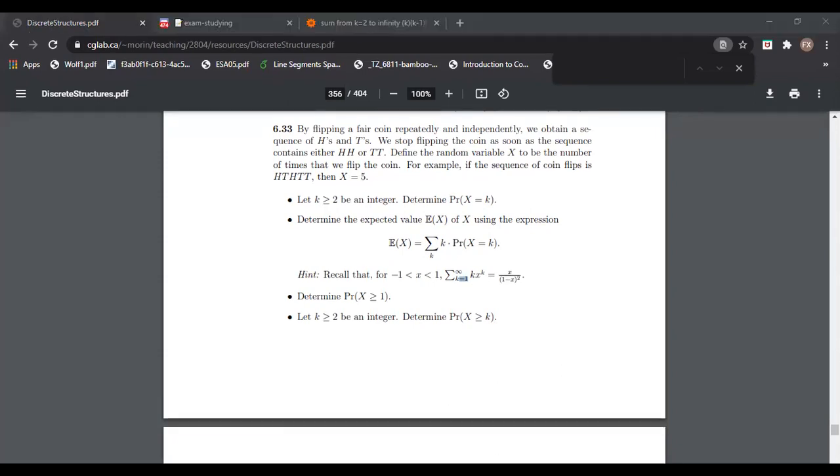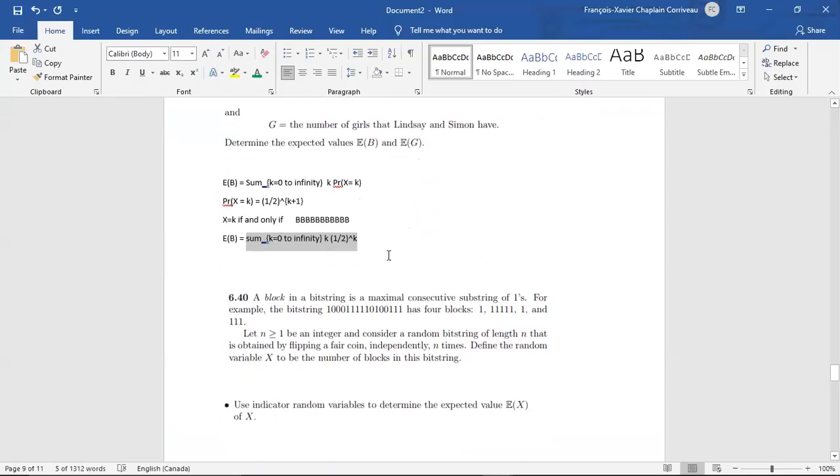In any case, this summation simplifies to something nice. So if you don't know what that is, well, you're kind of stuck on the exam.